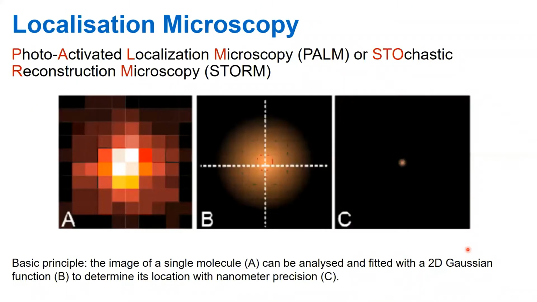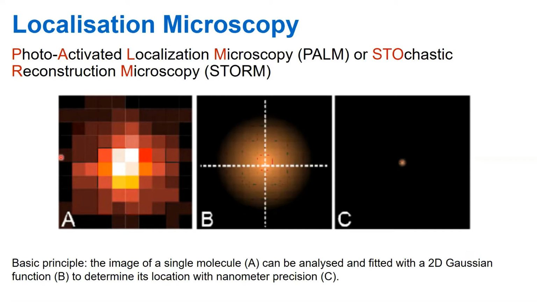The other technique that was used to try to beat this limit was a form of localization microscopy. There's two different acronyms used here, and I think that's just to do with the properties of the fluorophores that are used in the different cases. You sometimes hear it called PALM, and you sometimes hear it called STORM. The basic principle behind these techniques is the fact that if you image a single molecule, you can fit the center of that molecule, although you might not be able to resolve that molecule.